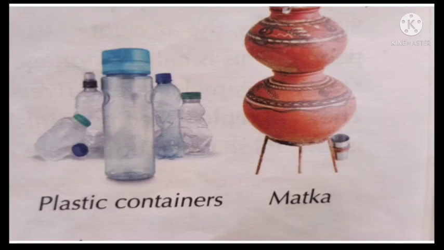Next is storage of water. Water is stored in different types of containers. These containers are made of different materials. People store water in earthenware pots, matka made of clay, ceramic, stone. Containers are also made of steel, aluminium, copper, plastic. So there are different containers in which water is stored.